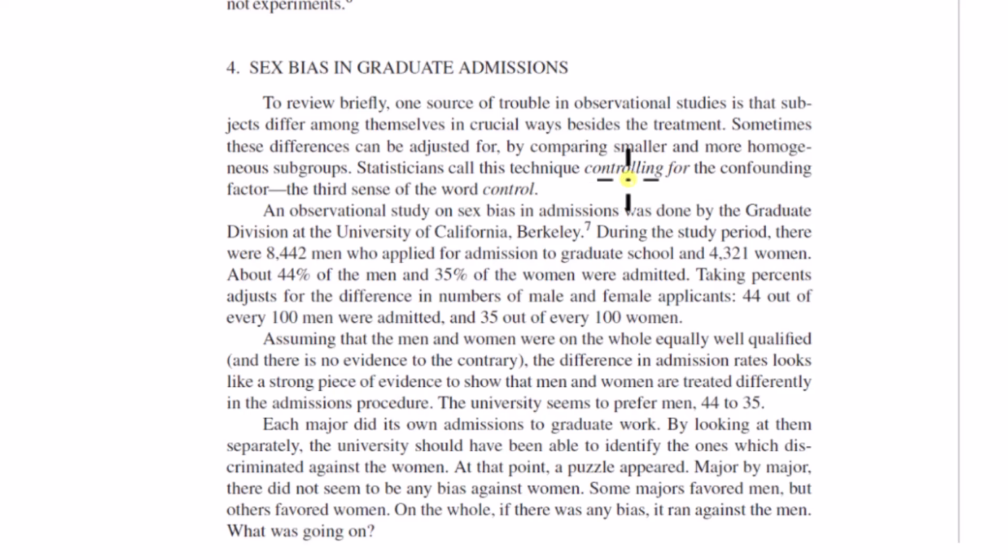This was called controlling for, right? We talked about this. This is called controlling for the confounding factor. That's one method of controlling for.